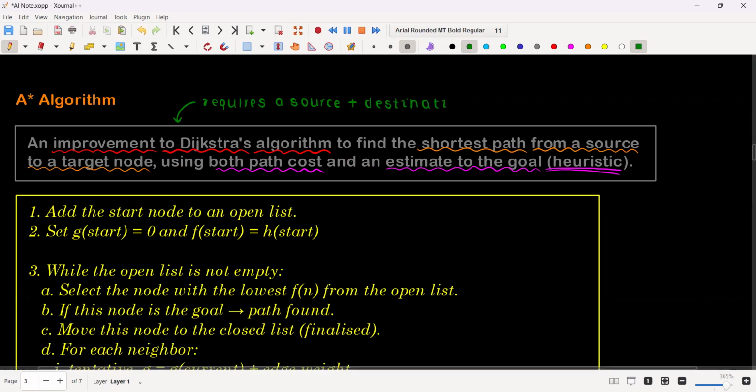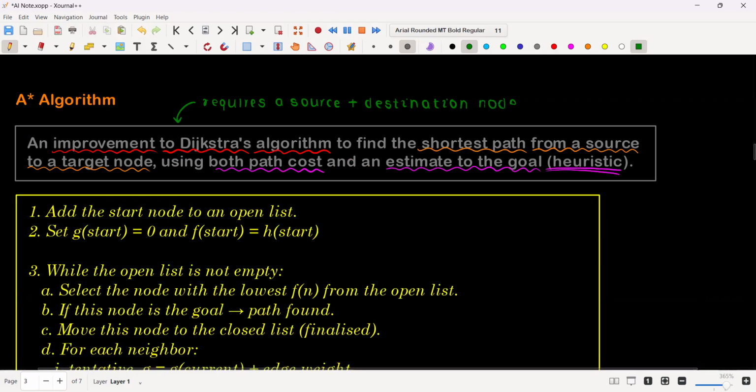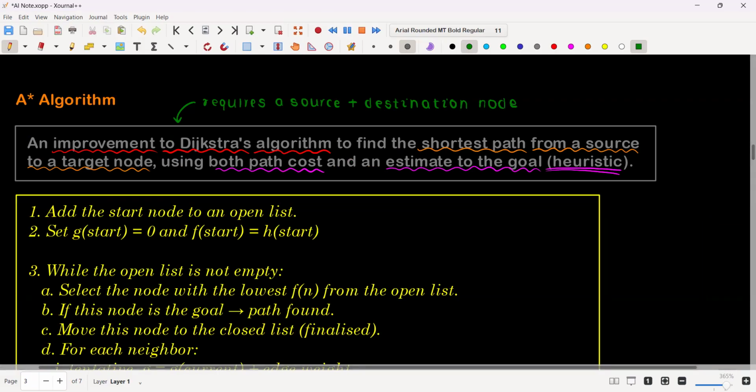So Dijkstra finds the shortest path from the source to every other node, whereas A star only finds the shortest path from a source to a particular destination, which means that it may not end up discovering all the paths. It may not travel through all the paths, which is good, right? It reduces the amount of computation we have to do.